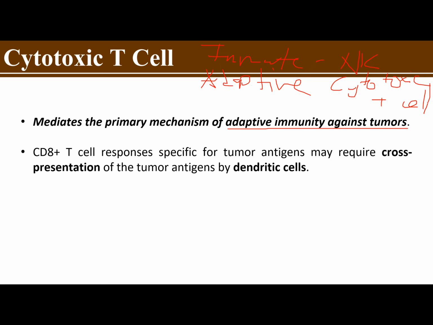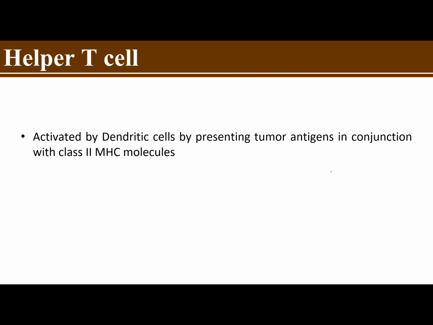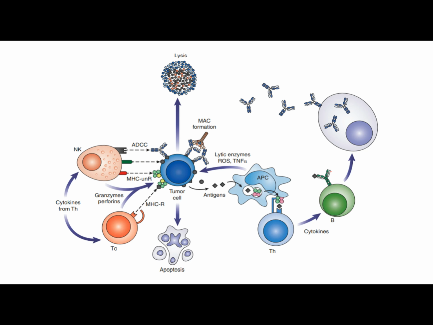Now, CD8 positive T cells respond specifically to tumor antigens and may require cross-presentation of the tumor antigen by dendritic cells. Once activated, it will release perforins and granzymes, which target peptide antigens. And we also have your helper T cell, activated by dendritic cells presenting tumor antigens in conjunction with class 2 MHC molecules. They play a role in tumor immunity by secreting cytokines such as interleukin 2 and interferon gamma.